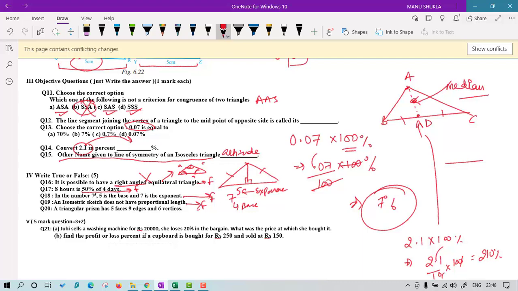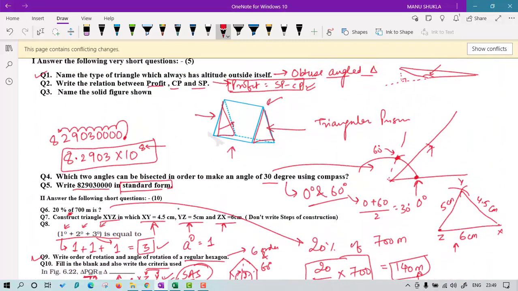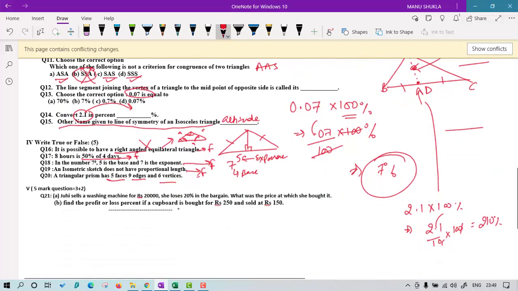Last one is saying a triangular prism has 5 faces, 9 edges and 6 vertices. This was a very easy question to be understood, because you could have checked with this one only, and if you try to calculate, this will be correct. So this is true, the last one.